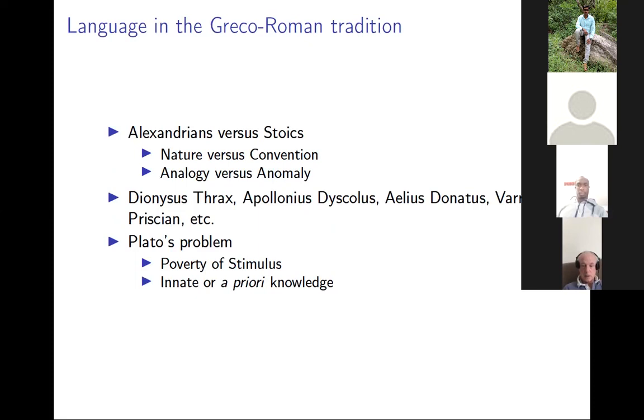Then after the Indian tradition, you also had a lot of work on language in the Greco-Roman tradition. Again, this is a very cursory glance because there is so much work that I could not have covered everything. One of the questions that the ancient Greeks pondered about was the opposition between nature and convention. There were certain things which were natural, which were occurring in nature, and there were certain things which were due to social convention.